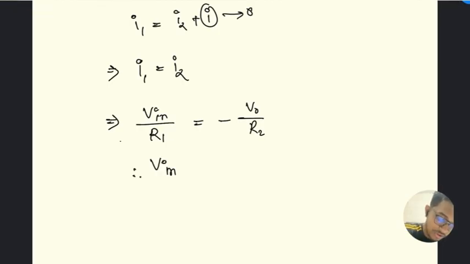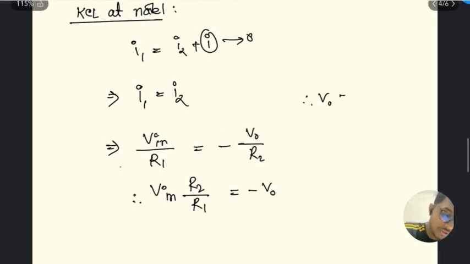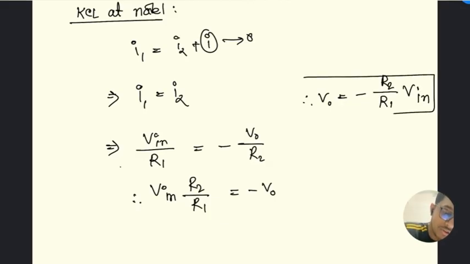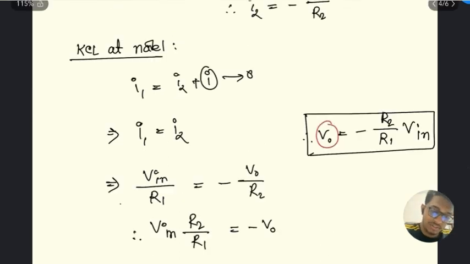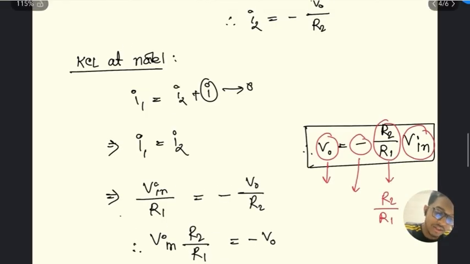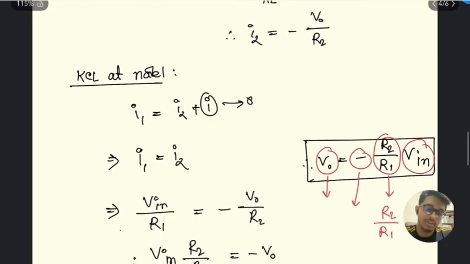Now V input into R2 divided by R1 is equal to minus V0. So V0 will be minus R2 by R1 into V input. So we can easily notice that V output is amplified by the factor of R2 divided by R1, and there is a minus sign. So the input voltage is actually inverted. There is a shift in the sign of the input voltage.